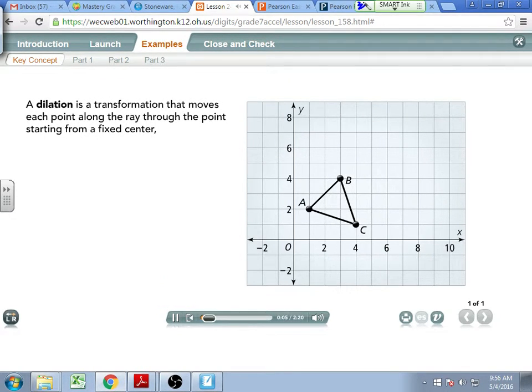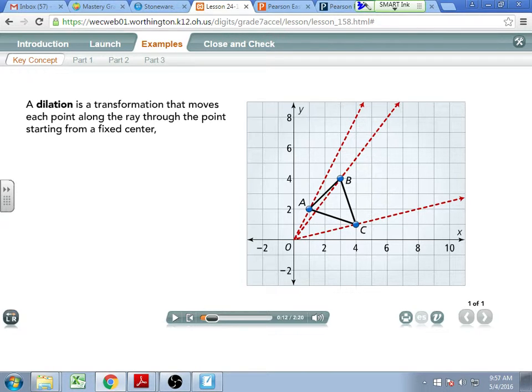A dilation is a transformation that moves each point along the ray through the point starting from a fixed center. Well, now I can pause for them. So, what's nice about a dilation is we normally like to dilate out from the origin. So notice what we've done here. We've taken a dotted line and connected from the origin through, not to, but through every point. Now, it doesn't have to be dotted. You could just draw this lightly on your paper. But what this lets me do is know that my dilation points will all have to be on these lines because it will keep the same angle from the origin.